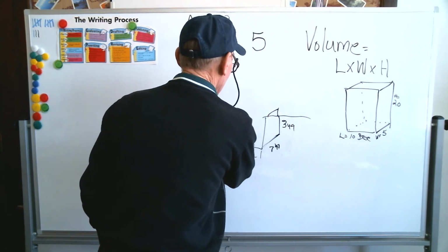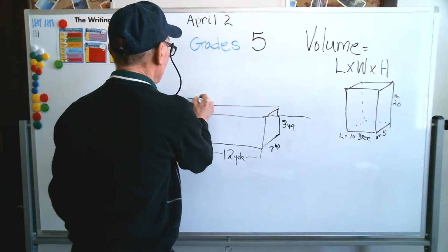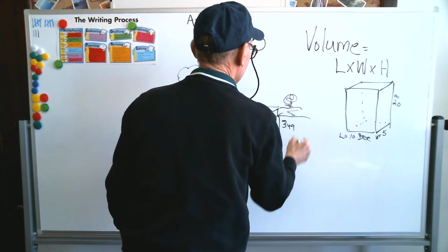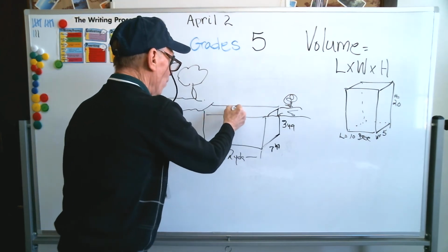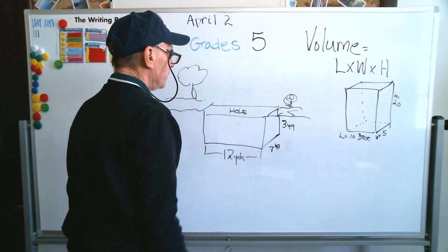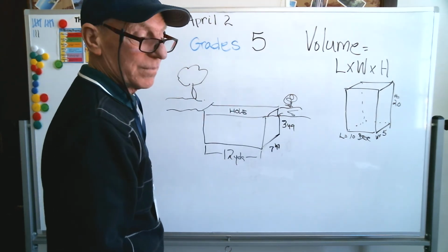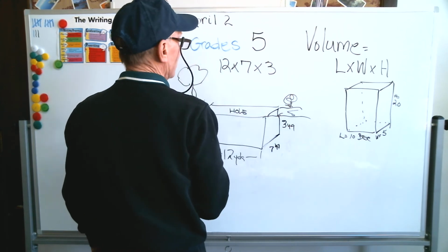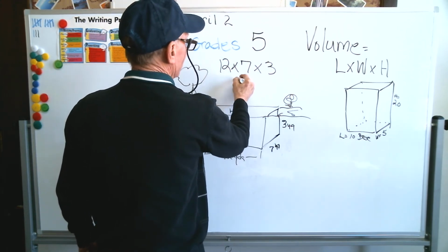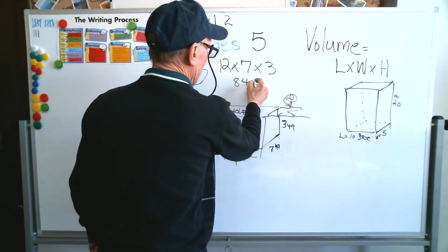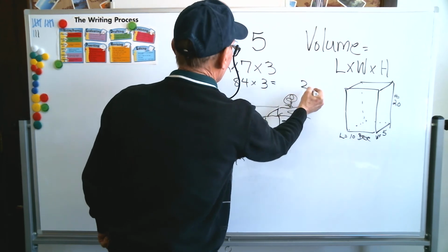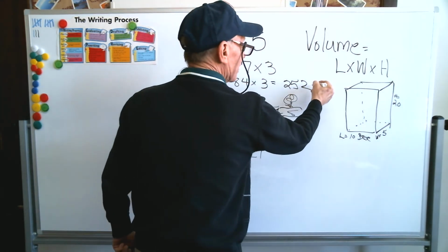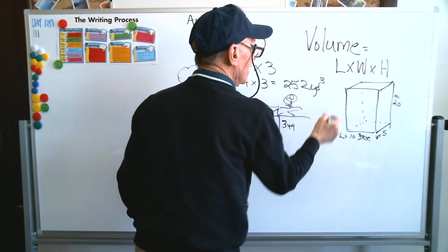So, there's the hole we're going to dig in the ground. 12 by 7 by 3. So we got 12 times 7 times 3. 12 times 7 is 84. Times 3 equals 252. And remember, that's yards now. That's our unit of measure, cubed.